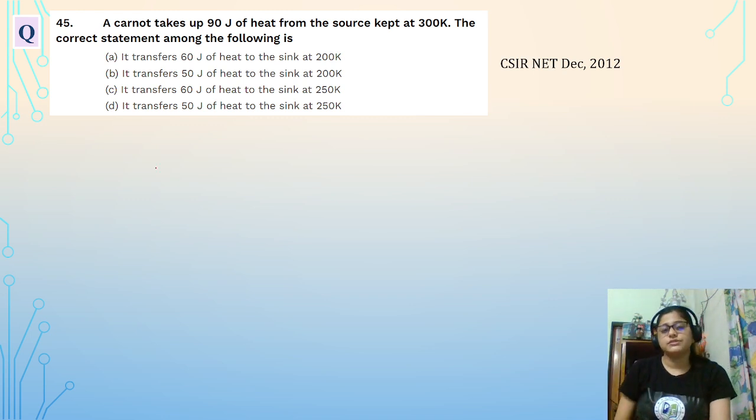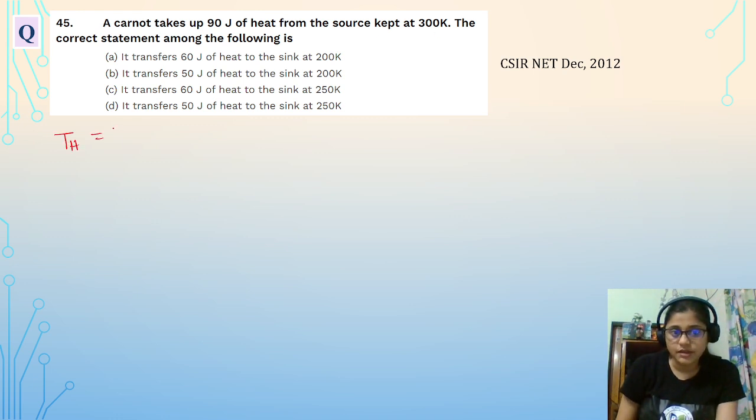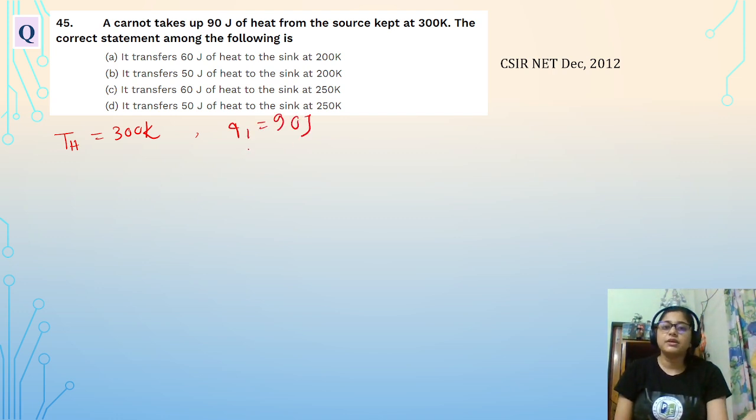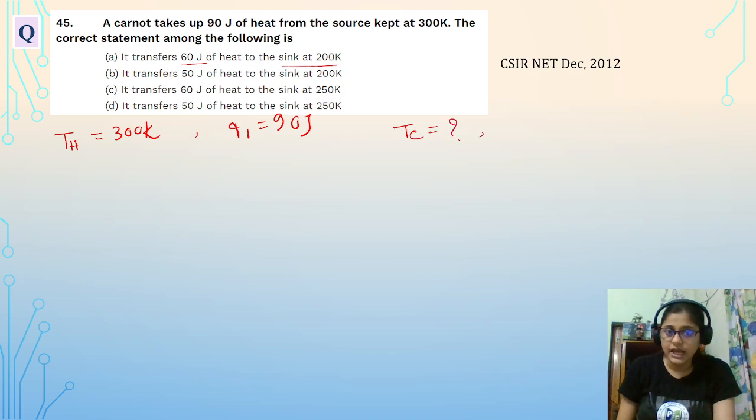Now coming to the question. A Carnot engine takes up 90 joule of heat from the source kept at source temperature TH 300 K, and it takes heat, means Q1 is 90 joule. Fine. The correct statement among the following is, it transfers what heat and to the sink temperature. So we have to find out the Tc and Q2. This is your task. We have to find out these two.